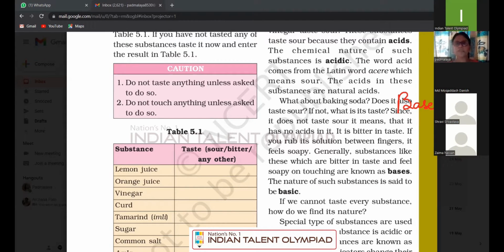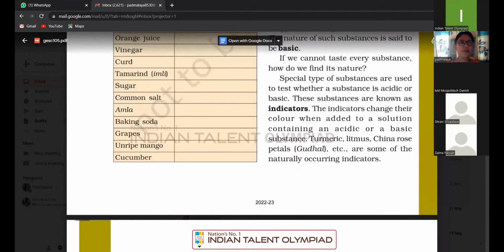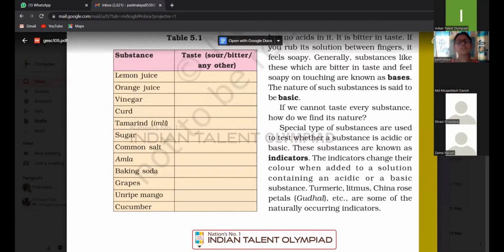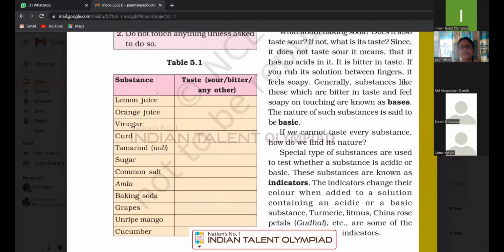Is the part clear to you, children here? And all these acids and bases, whatever we are discussing here, are generally present in natural substances also. For example, you can see the substances in this tabular column. Lemon juice, orange juice, vinegar, curd, tamarind. All these are acids. All will contain acidic substances and all will taste sour.